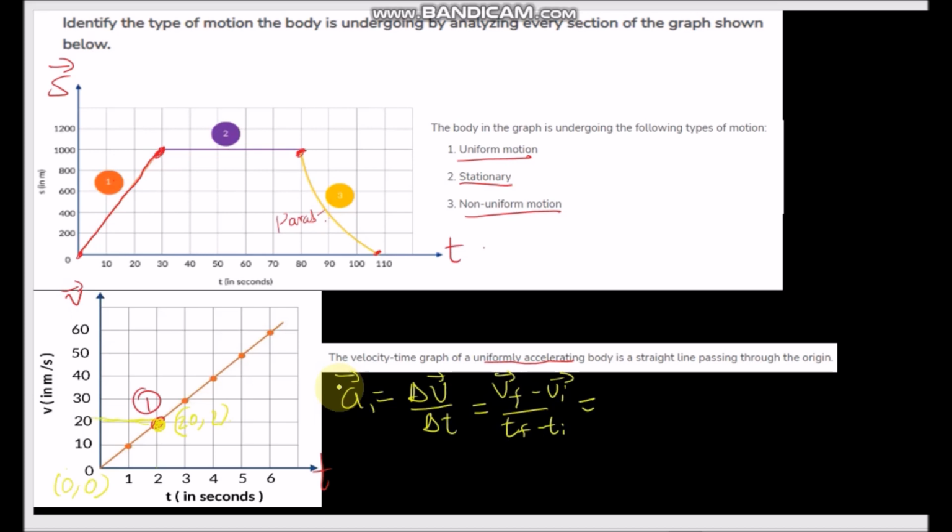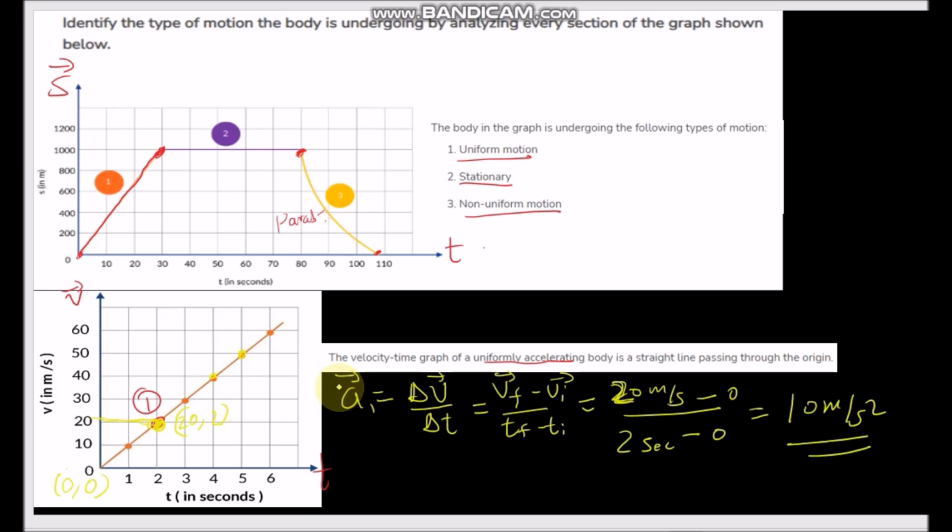You see, at this point the corresponding velocity is 20 meters per second, minus 0, the initial velocity, over t final 2 seconds minus 0, which is equal to 10 meters per second squared. Okay, the acceleration is 10 meters per second squared.